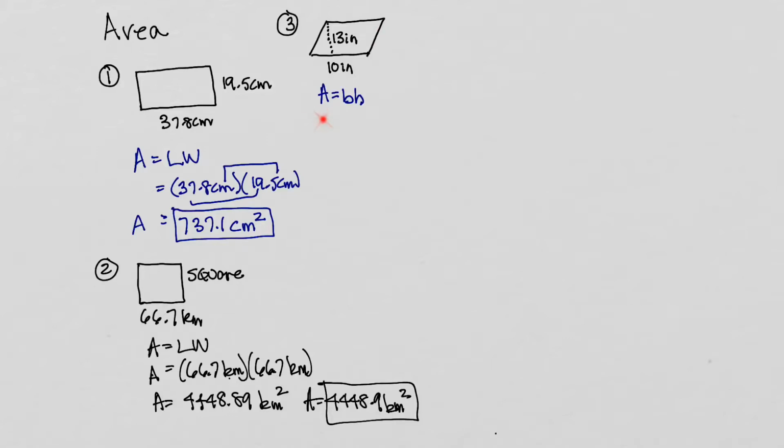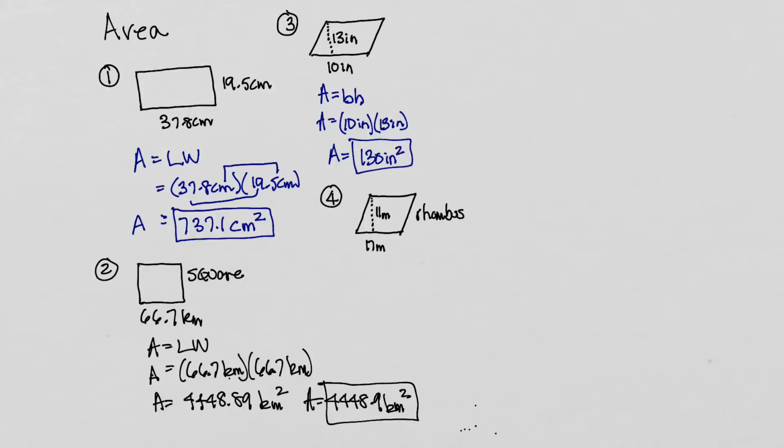And in our case, we're going to have that the area is equal to the base, 10 inches, times the height, 13 inches. So we can multiply those, getting 130 inches times inches is square inches.